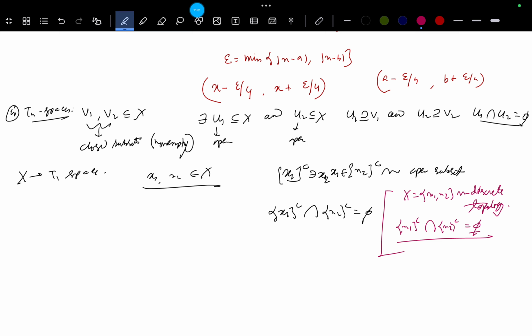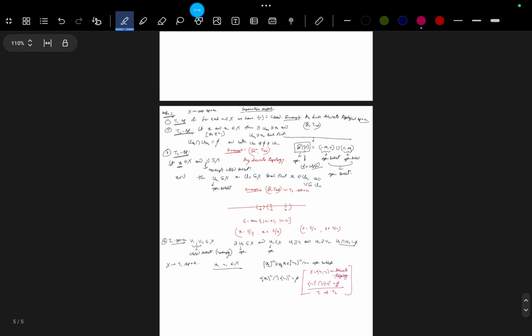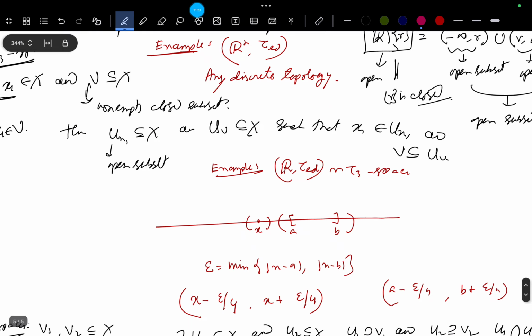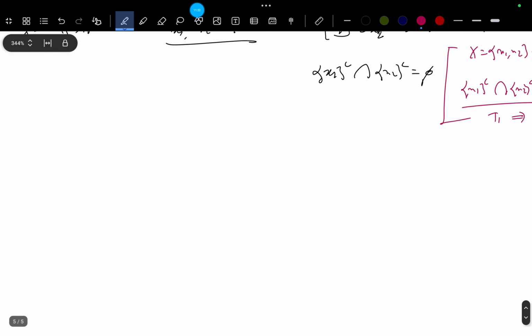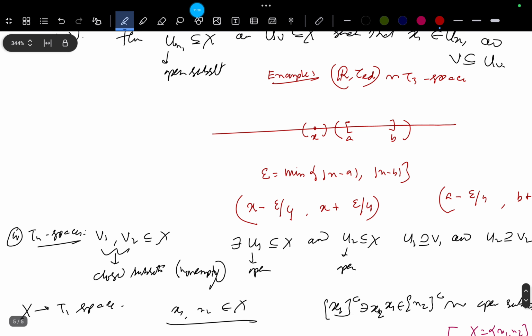So in this case, T1 space will imply T2 space. This is an example when a T1 space is a T2 space. Alright. So now we have seen examples of T1 space and T2 space.